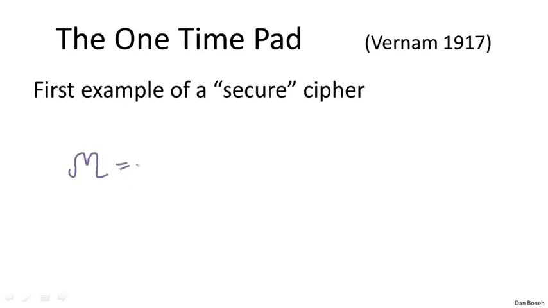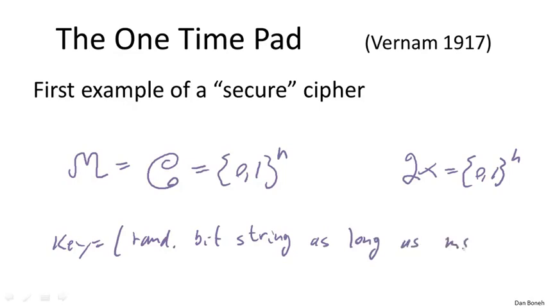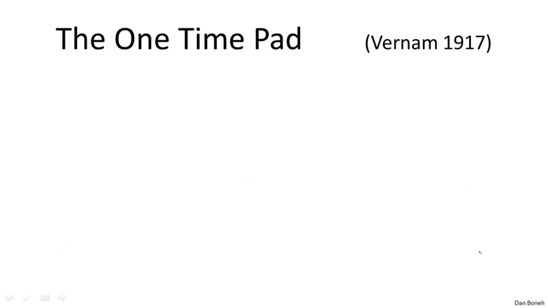The message space for the Vernam cipher, the one-time pad, is the same as the ciphertext space, which is just the set of all n-bit binary strings. This just means all sequences of bits, 0 and 1 characters. The key space is basically the same as the message space, which is again simply the set of all n-bit binary strings. So a key in the one-time pad is simply a random sequence of bits that's as long as the message to be encrypted.